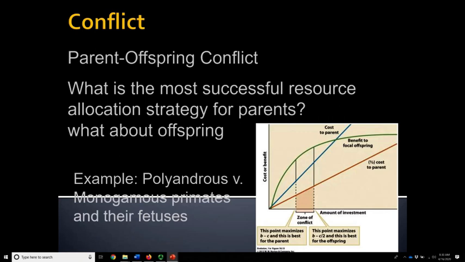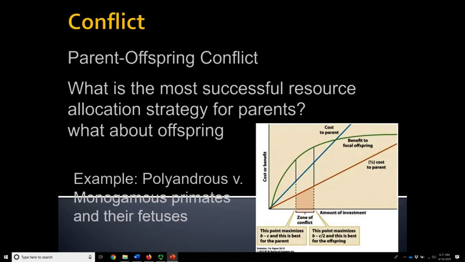Okay? The parent's best strategy is to try and spread their resources evenly across all of their offspring, because that's going to maximize the potential for each of those offspring for surviving. You don't want to give 90% of your resources to one offspring and 10% to the remaining offspring, because those remaining offspring won't have much of a chance of surviving, and that's wasted resources. So we want to spread our resources evenly.